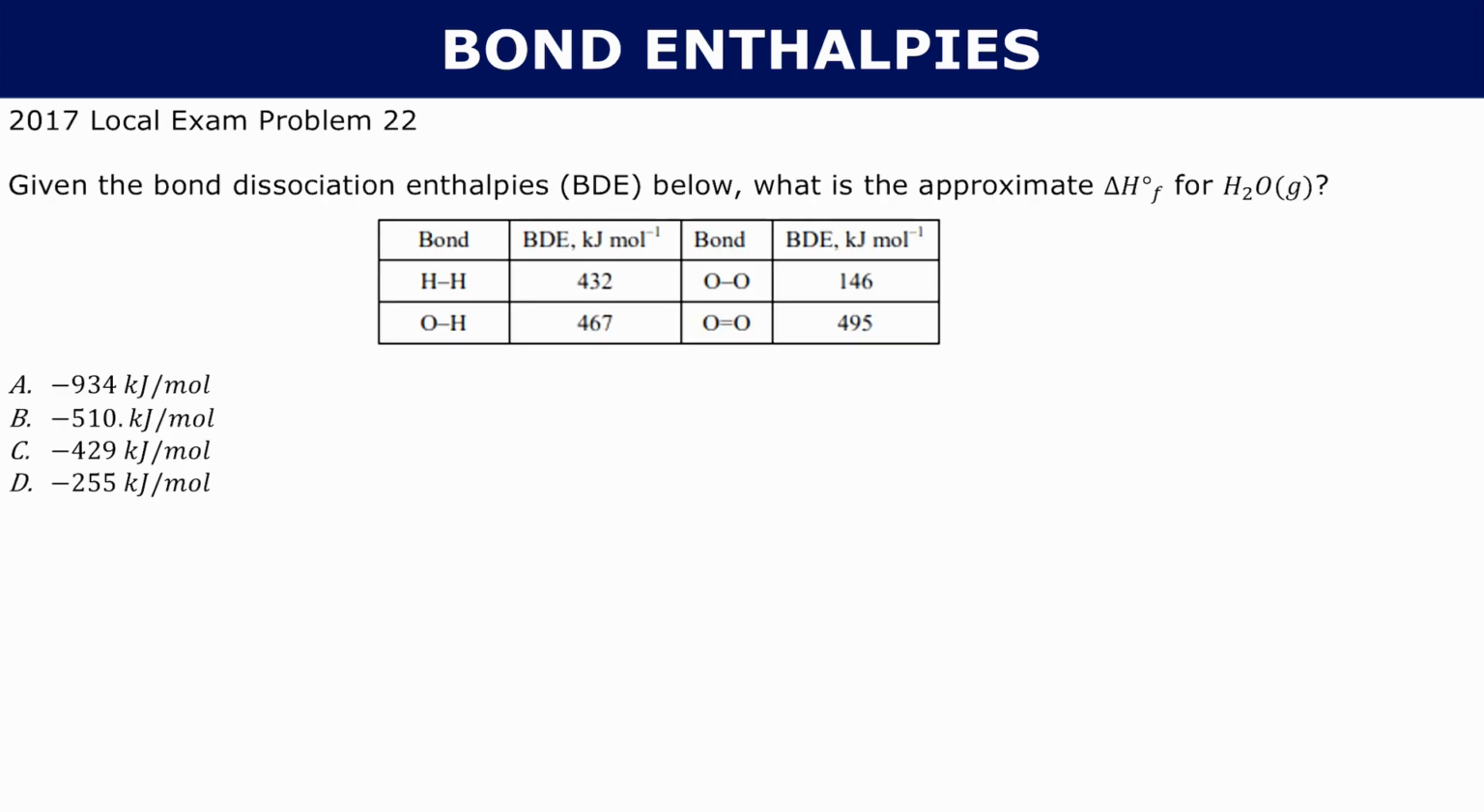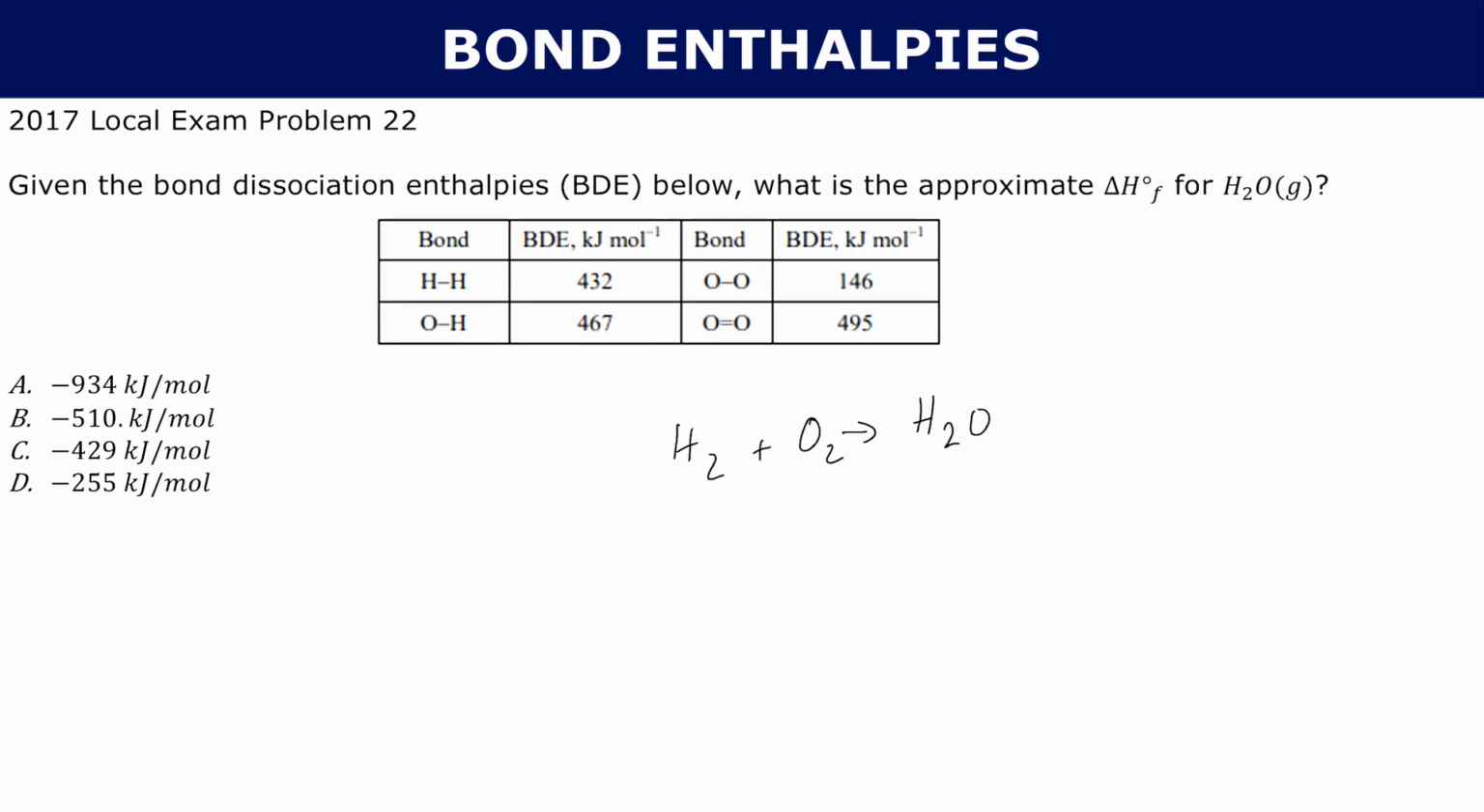Given the bond dissociation enthalpies below, what is the approximate enthalpy of formation for H2O gas? Alright, since we're talking about the enthalpy of formation, we know that our reaction, the reaction that we want to find the enthalpy of, is going to involve creating one molecule of water at the end from its component elements. And the component elements are hydrogen and oxygen. And both of these are diatomic, so you're going to see H2 and O2.